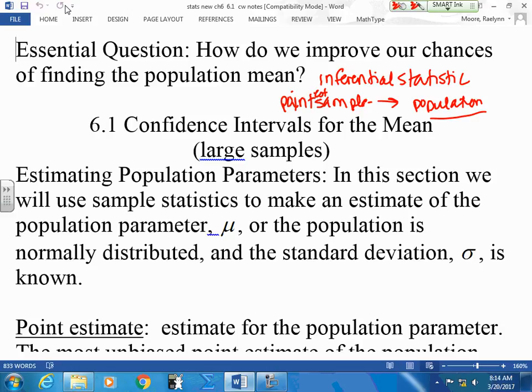And it gives us a little bit of wiggle room rather than saying exactly a number. When you say exactly, that's one little point. You have to hit it exactly.